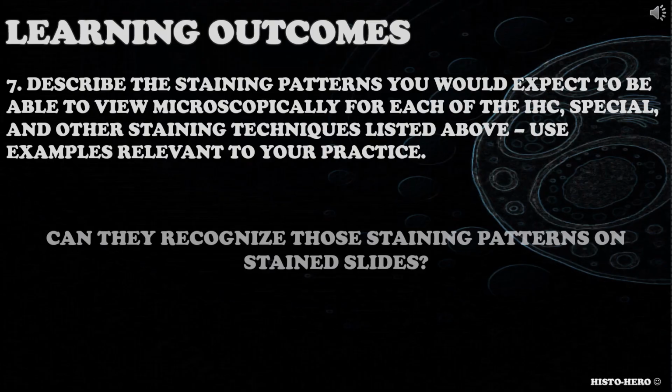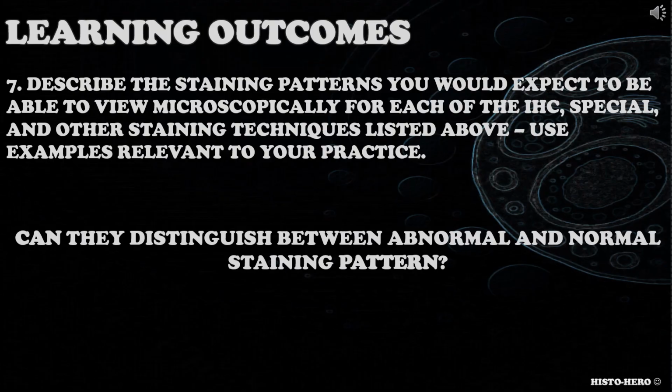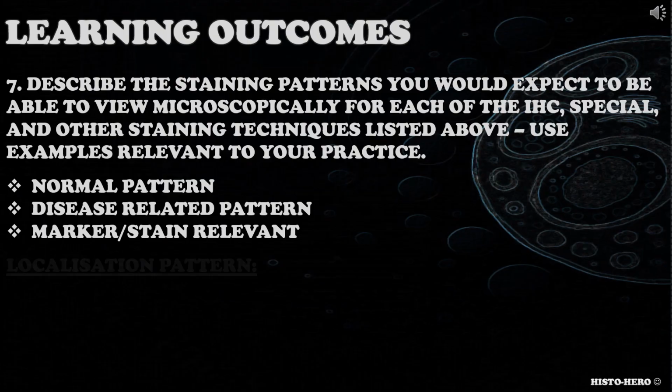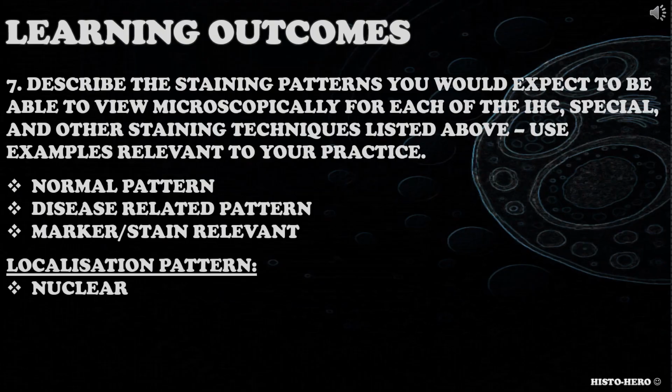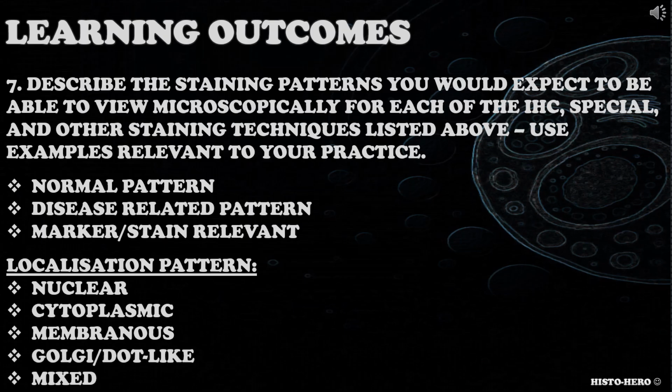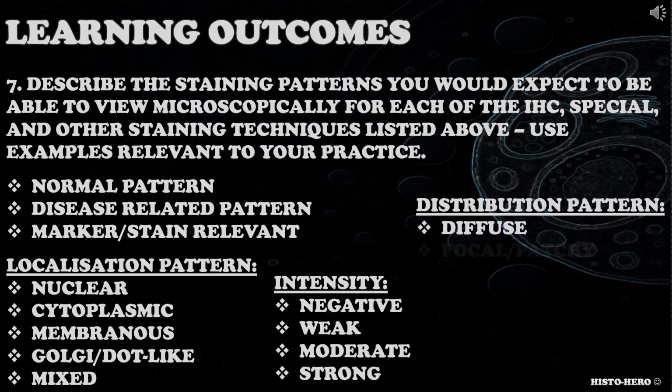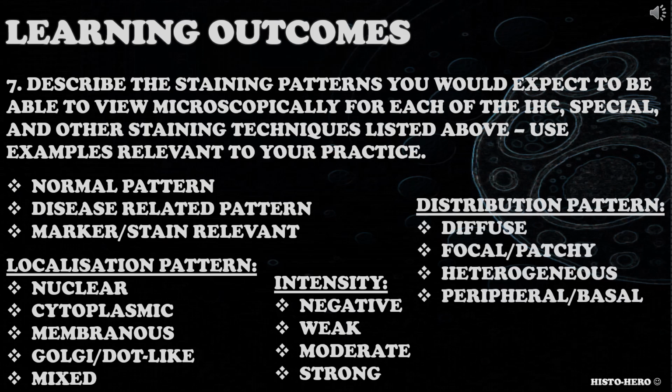Can they recognize those staining patterns on stained slides? Can they distinguish between abnormal and normal staining pattern? Candidate could consider normal and disease-related staining pattern, marker and stain-relevant pattern, localization patterns like nuclear, cytoplasmic, Golgi or mixed staining, intensity of staining like negative, weak, moderate or strong. Distribution patterns like diffuse, focal, heterogeneous or peripheral.